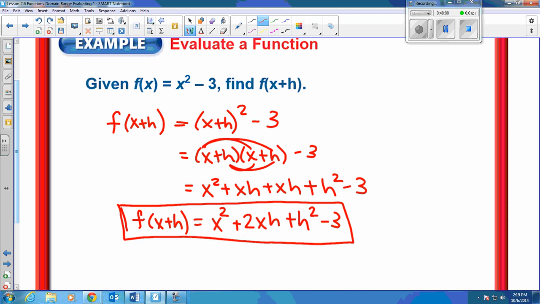So this is what your homework is over tonight. Next class we have a quiz in 2 classes. So your quiz in 2 classes is over 2.5 and 2.6. So it's over this, and it's over absolute value function.